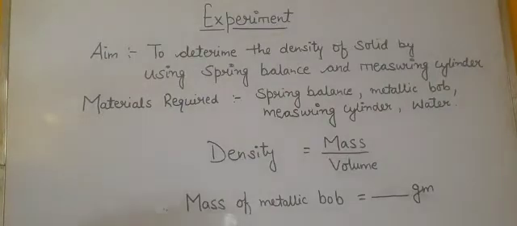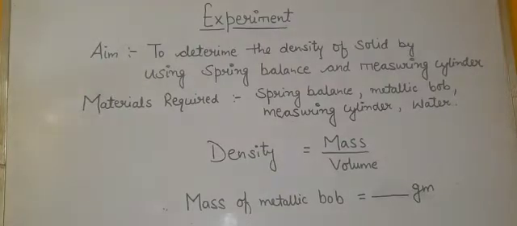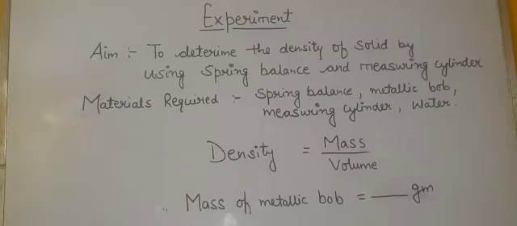As we all know, the density of a substance is defined as mass per unit volume. So firstly, we will find out the mass of the metallic bob in gram. Before starting the practical, we first check whether our instrument is error free or not.